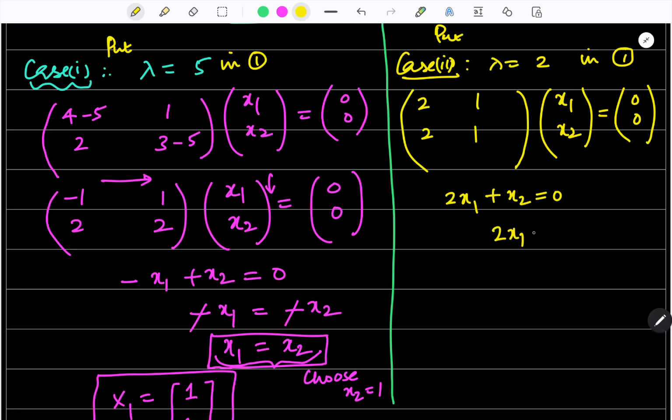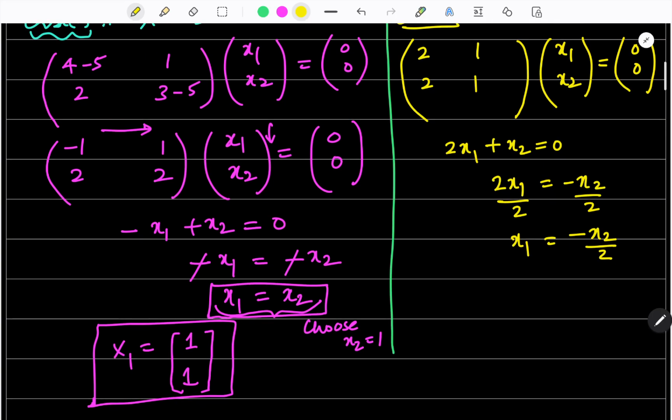What I said, find x1. So 2x1 is equal to minus x2. When you divide by 2, x1 is equal to minus x2 divided by 2. Or you can say x1 is equal to minus x2, whatever it is. So what type of values are you going to choose? For example, suppose I choose x2 is equal to 2, or minus 2. Don't give fractional values, because when you're operating the calculator, you will make mistakes.